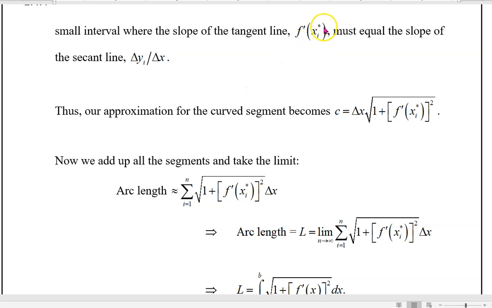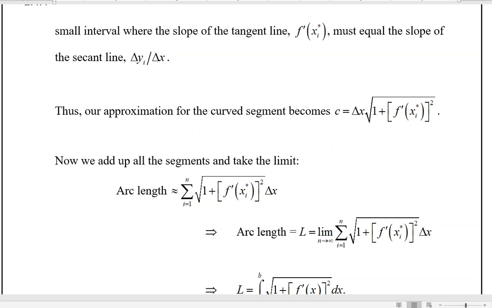Since we're guaranteed that there is this point where the slope of the tangent line is equal to the slope of the secant line, we can replace delta y sub i divided by delta x, quantity squared, with the derivative at x sub i star, where x sub i star is that point where the slope of the tangent line is the slope of the secant line. And this now gives our expression for the hypotenuse as delta x times the radical of 1 plus the derivative at that special value x sub i star, quantity squared.